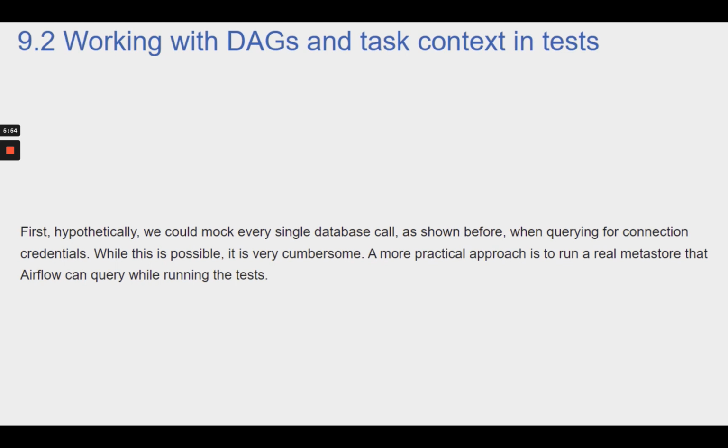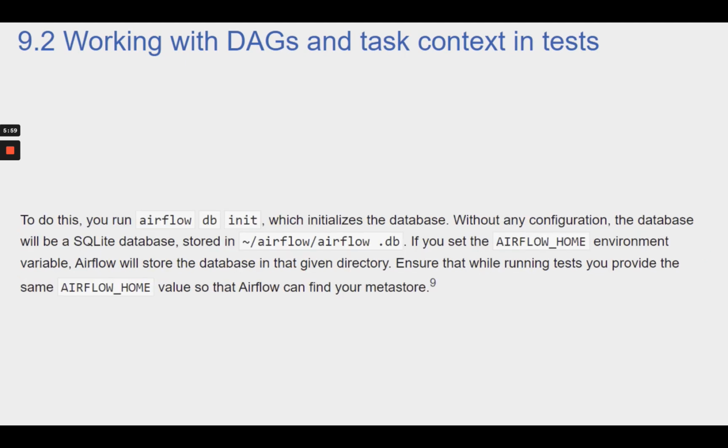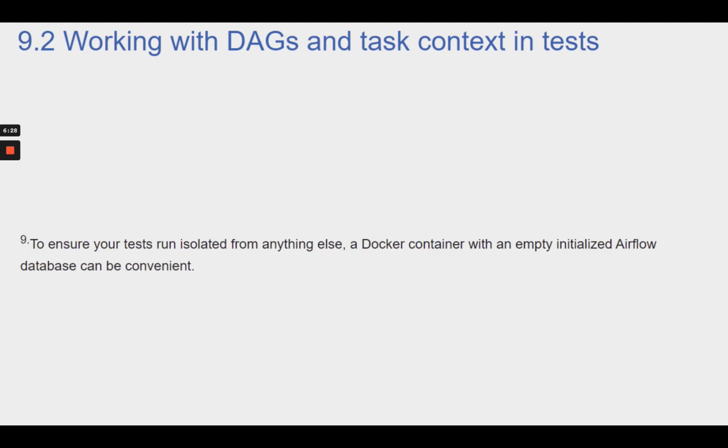A more practical approach is to run a real metastore that Airflow can query while running the tests. To do this, you run airflow db init, which initializes the database. Without any configuration, the database will be a SQLite database, stored in approximately /airflow/airflow.db. If you set the AIRFLOW_HOME environment variable, Airflow will store the database in that given directory. Ensure that while running tests, you provide the same AIRFLOW_HOME value so that Airflow can find your metastore.